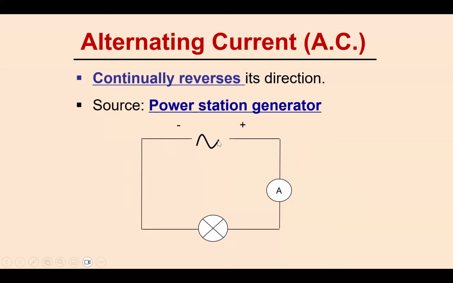Okay, most of our power stations generate electricity in the form of AC, not direct current. Only a battery provides direct current. So your wall sockets, the electricity from the wall sockets which comes from the power station, is usually AC, not DC.